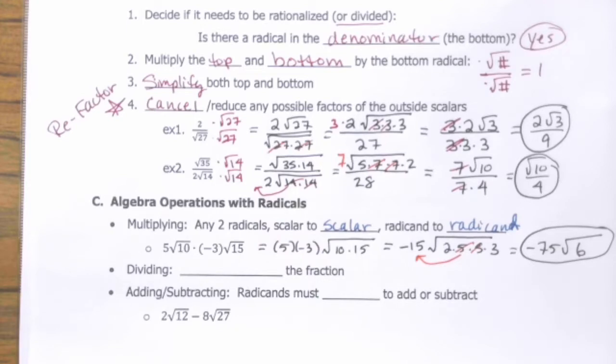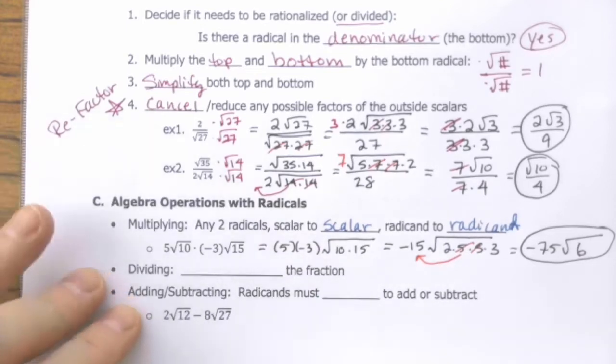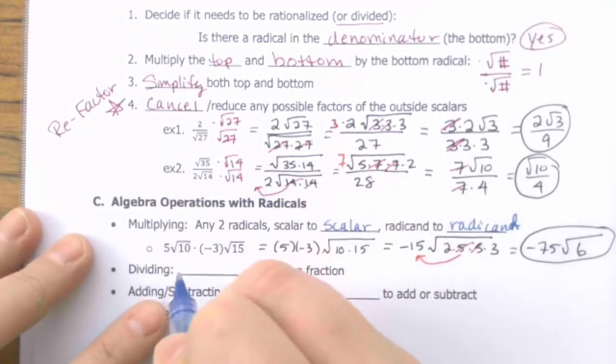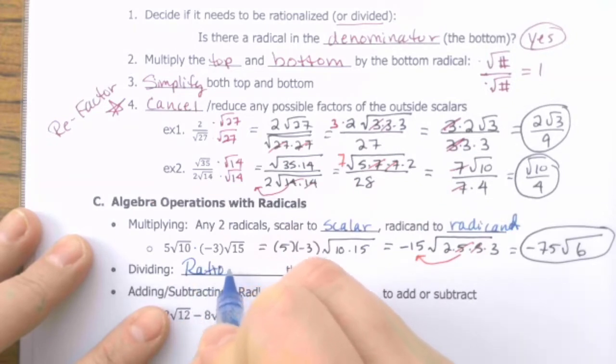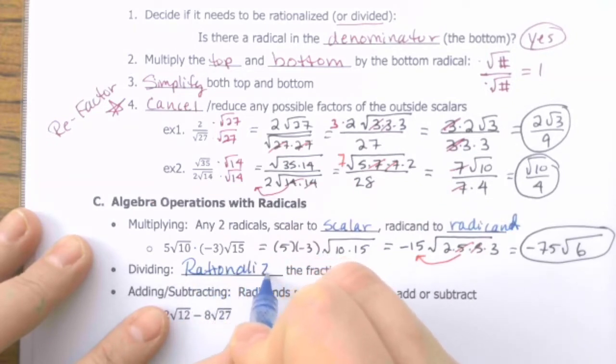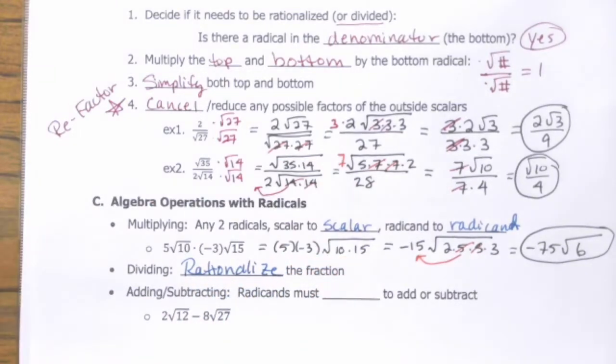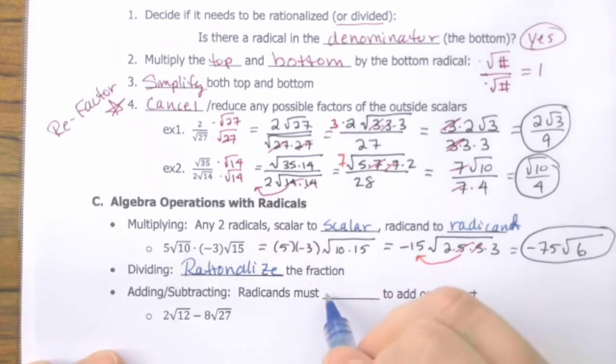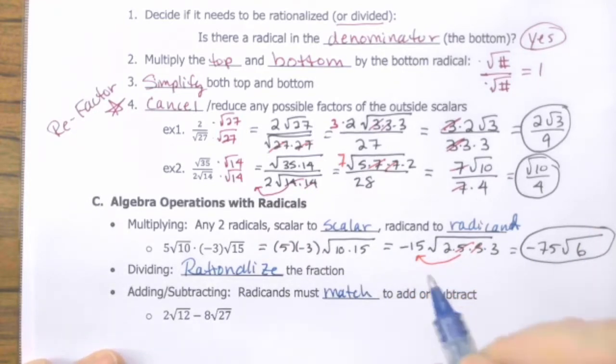Okay, when you divide, we've already covered that in part B. Dividing is the same thing as doing the process to rationalize the fraction. That's the same thing as division. Okay, third property is adding and subtracting. Adding and subtracting is the most picky because the radicands must match to add or subtract.